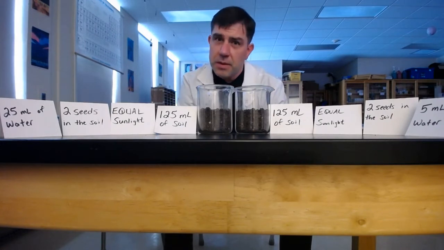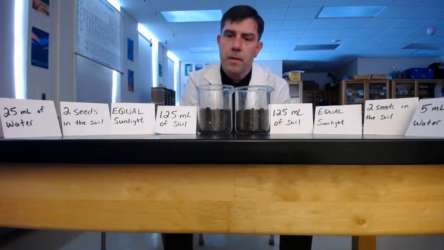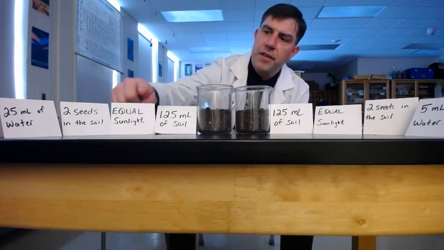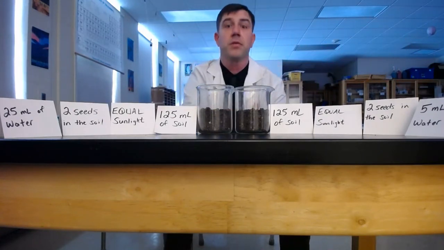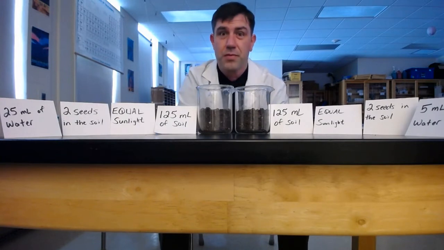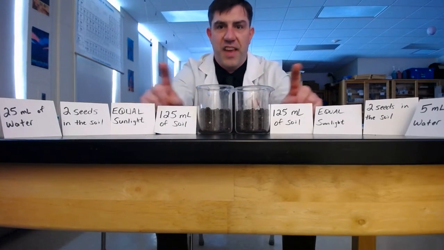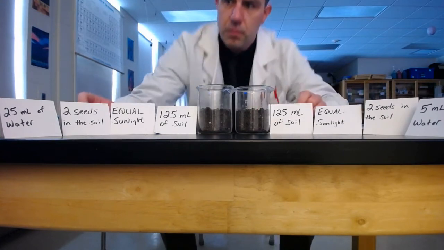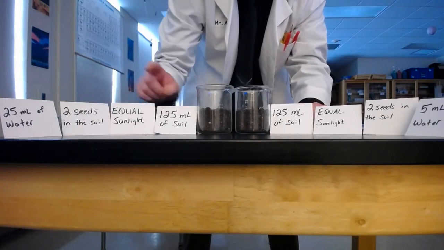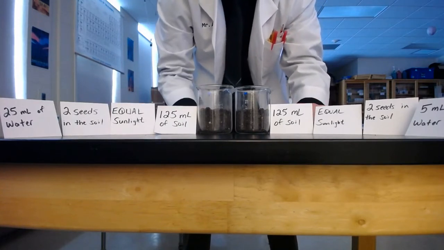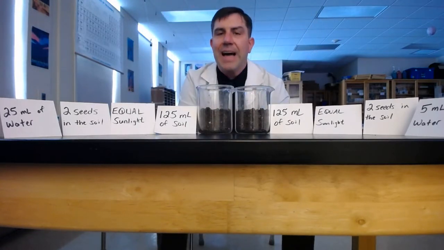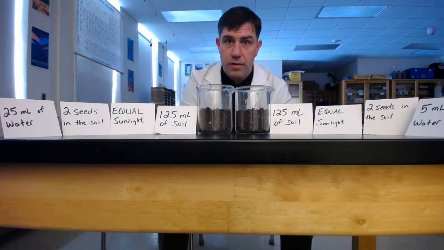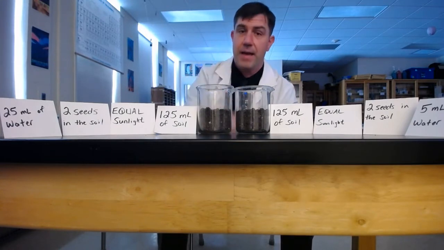So let's talk about some vocabulary words first. We call all of these things here on these white index cards that I wrote down variables. The variables that are the same, like the number of seeds in the soil, the equal sunlight, the 125 milliliters of soil, we call those constant variables or controlled variables because I'm controlling that.